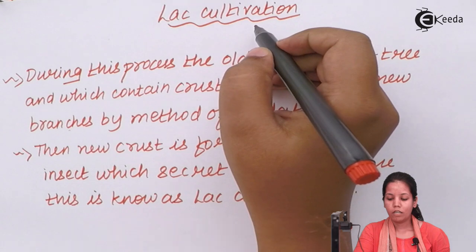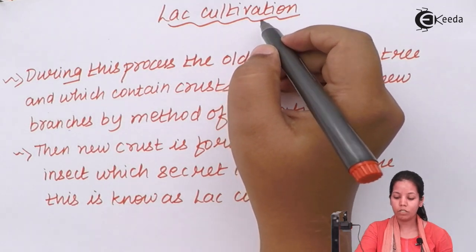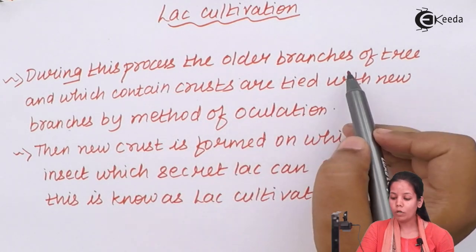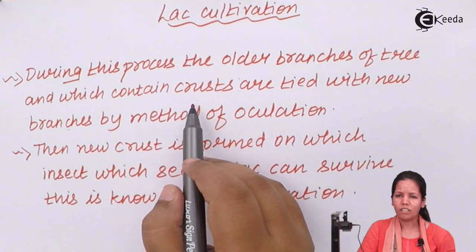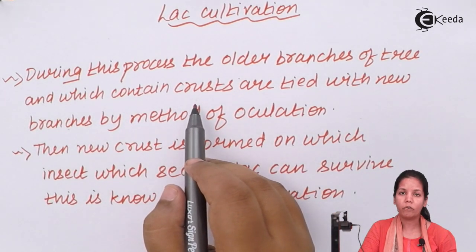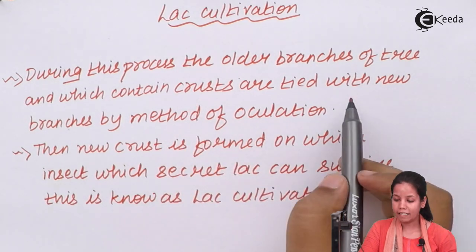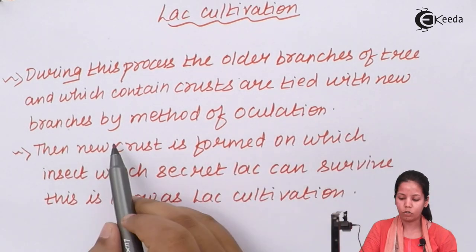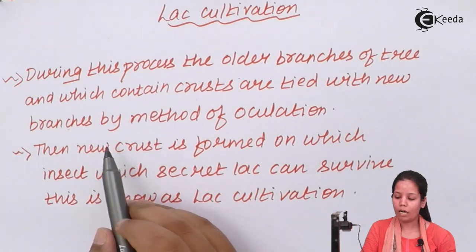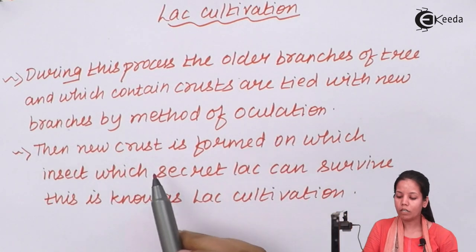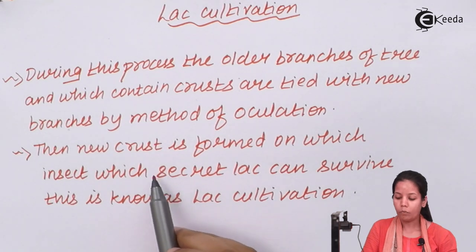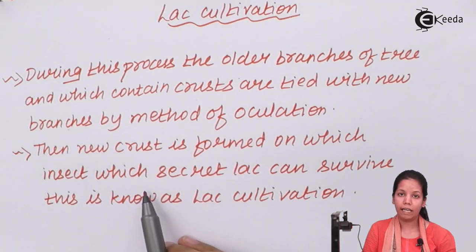Lac cultivation. Now if I talk about lac cultivation, during this process the older branches of the tree on which the crust is present, or the irrelevant matter or dried twigs are present, are tied down to new branches. That process is called as occultation, and once occultation happens, the new crust is formed on which the insects will be laying down or will be growing is obtained.